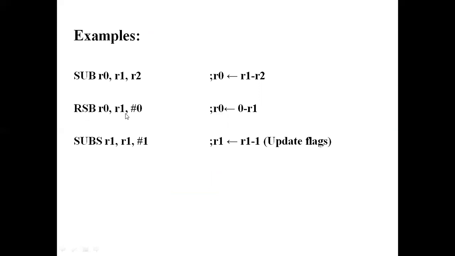RSB R0, R1, #0. RSB is the reverse subtract. Here it is not going to perform R1 minus 0. Instead, as it is reverse subtract, it is going to subtract R1 from 0, that is 0 minus R1, and the result will be stored in register R0.